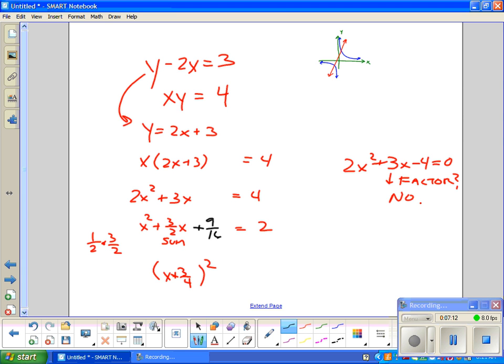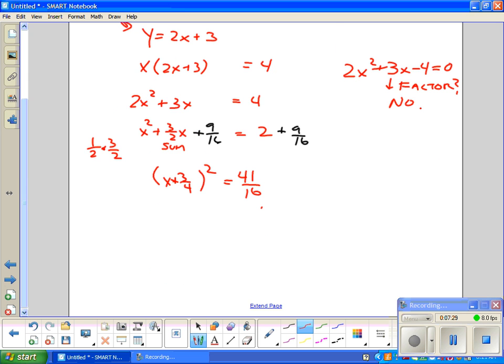But I'm not allowed to just add it to one side. I've got to add it to both. I use my calculator and get an improper value here. 32 plus 9 is 41 over 16. And again, we should be pretty good once we see this. Take the square root of both sides, move 3/4 over. And I get negative 3/4 plus or minus the square root of 41 over the square root of 16, which is 4.